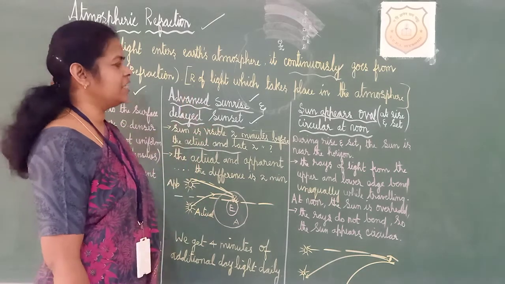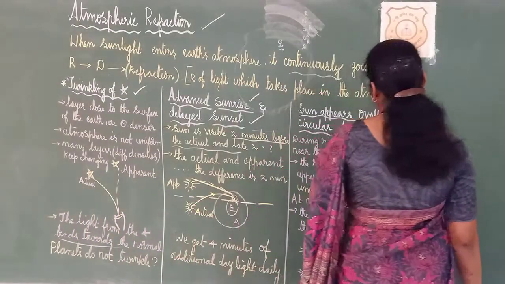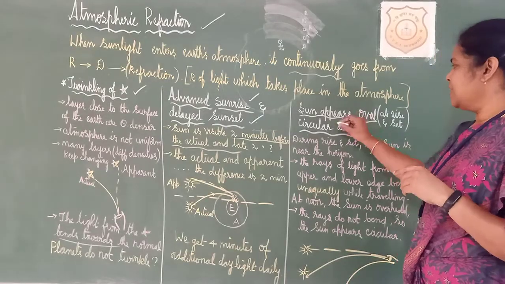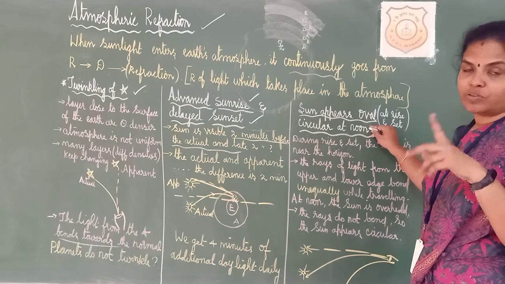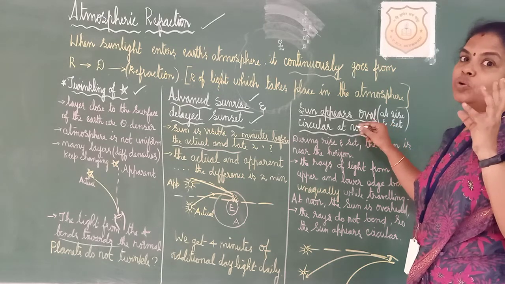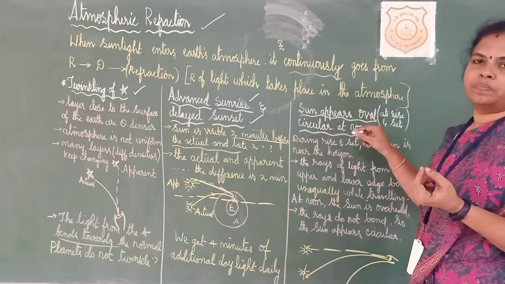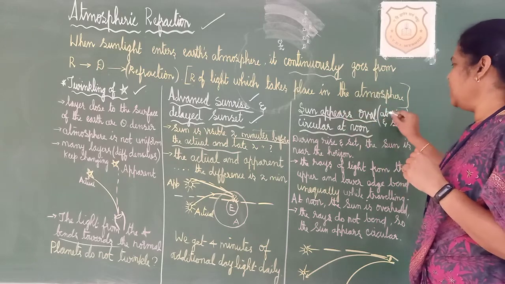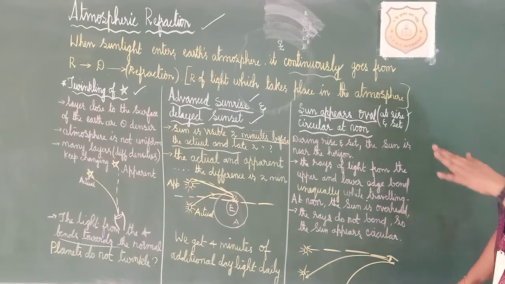So this is the second example. The third one is that the sun appears oval. Have you observed this? When will it be oval? During sunrise and sunset, if you see, it will be oval. But in the daytime, at noon, it will be circular in shape. Why is this happening? The sun appears oval at sunrise and sunset and it is circular at noon. What is the reason? Same reason.